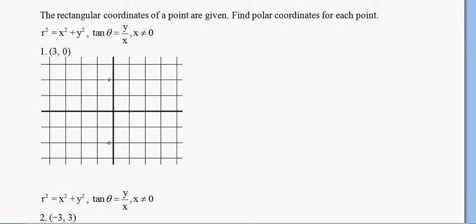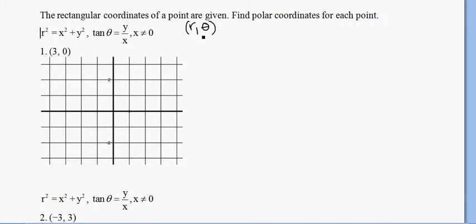Here in these problems we have rectangular points. We want to change them into polar points, so we want to figure out what is the radius, or the distance away from the origin, and then what is the corresponding angle. We're going to use the smallest positive angle, meaning the angle is going in the counterclockwise direction.